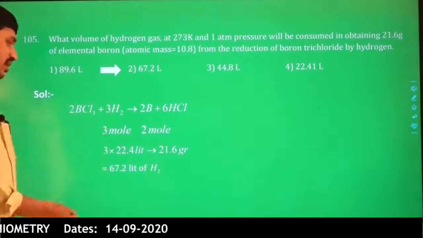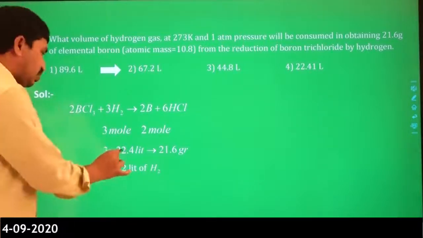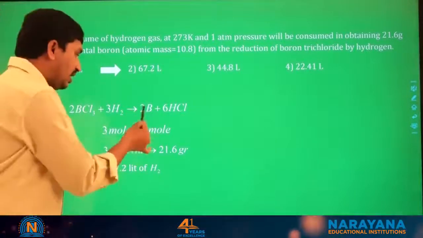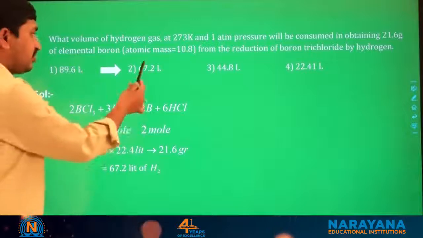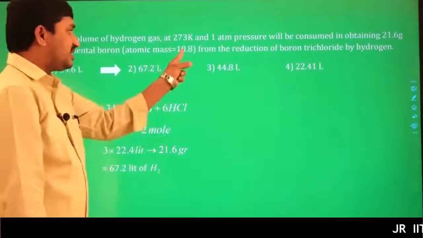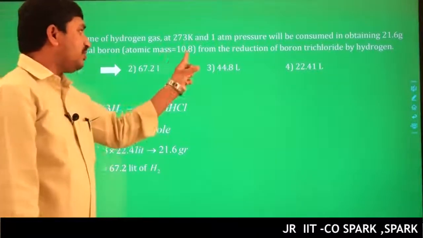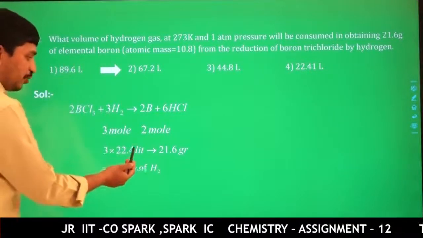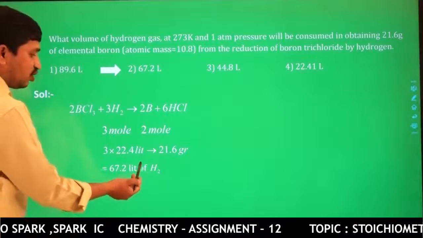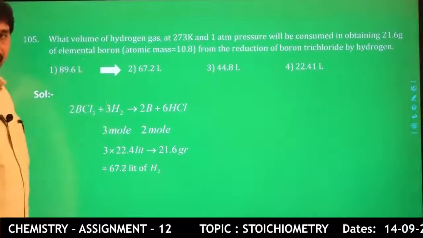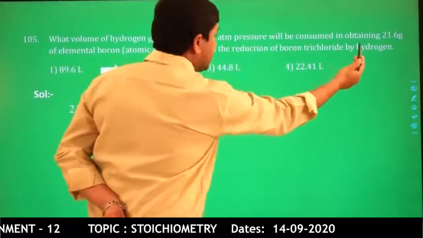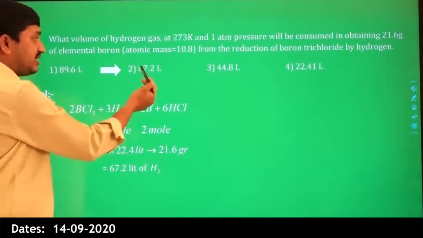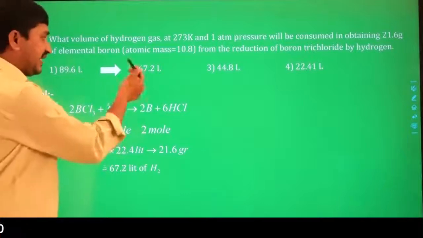3 moles means, under STP condition, 1 mole is taken as 22.4 liters. So 3 moles is 3 into 22.4 liters, to give 2 moles of elemental boron. 2 moles means what? 1 mole is equal to the gram molecular weight, that is 10.8. So 2 moles is 10.8 into 2, that is equal to 21.6 grams. That means 3 into 22.4 liters, that is equal to 67.2 liters of hydrogen, is consumed to give 21.6 grams of elemental boron. That is the answer: 67.2 liters of hydrogen. That is the second option.